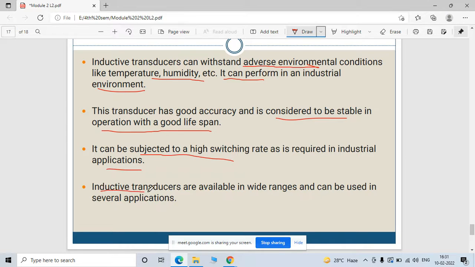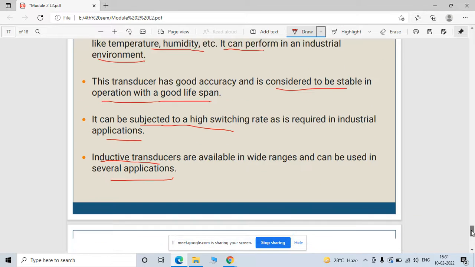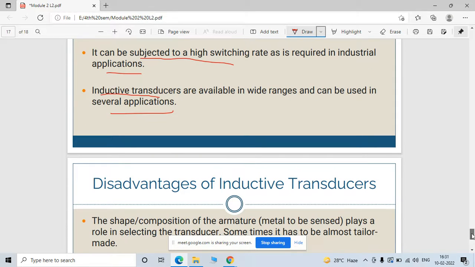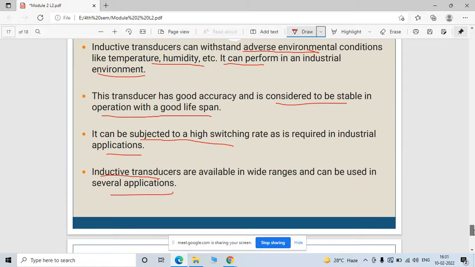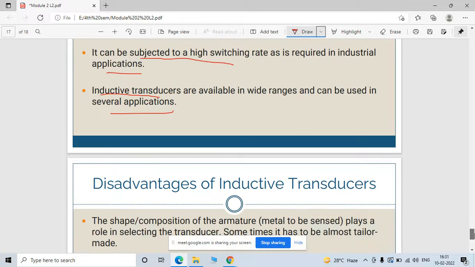And these inductive transducers are available in a wide range and can be used in several applications. So these are the industrial applications. You can also use this transducer in various applications at your industry level.